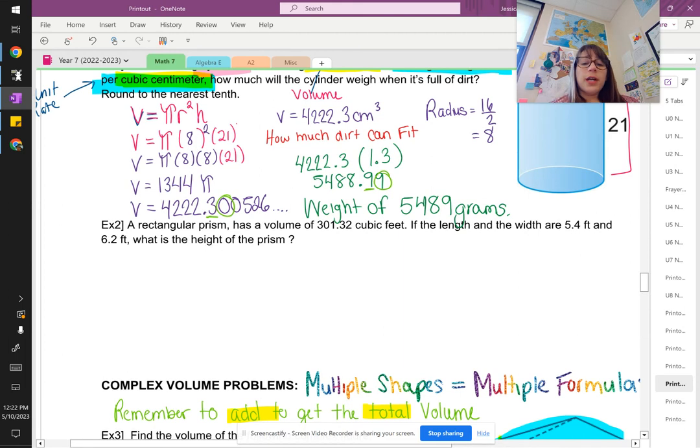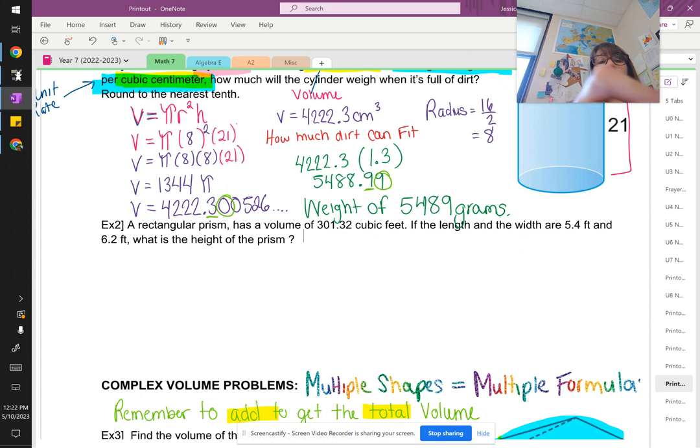All right, example 2, 9-3 here. A rectangular prism has a volume of 301.32 cubic feet. I don't know why I read the number that way. If the length and the width are 5.4 feet and 6.2 feet, what is the height of the prism?